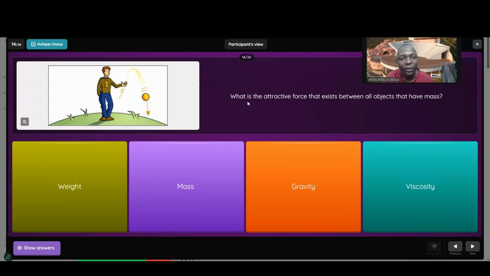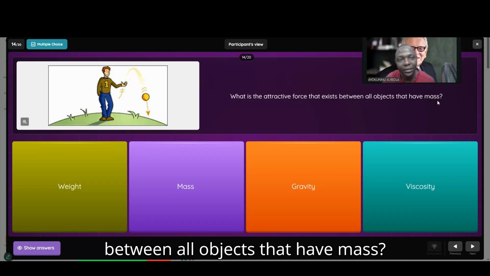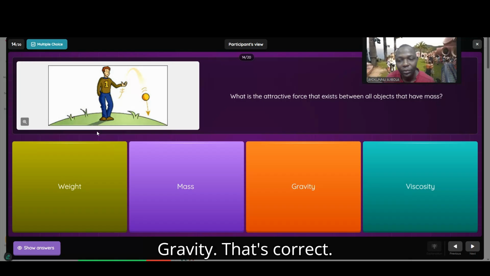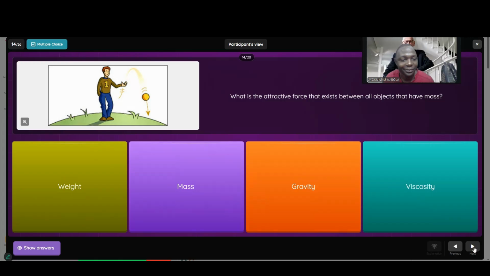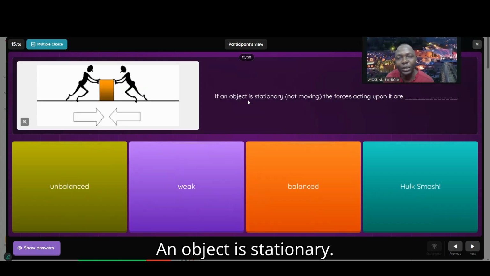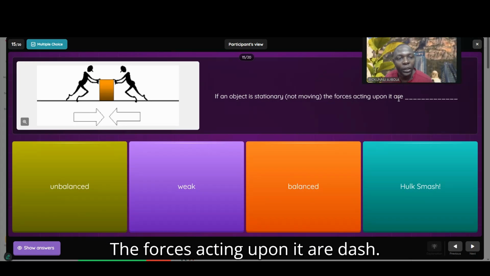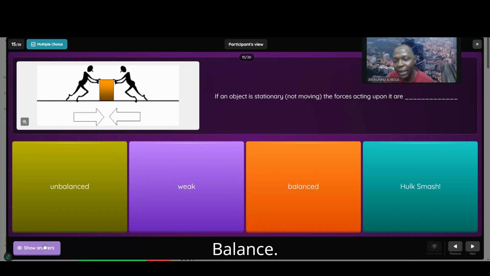What is the attractive force that exists between all objects that have mass? Gravity. That's correct. If an object is stationary, the forces acting upon it are dash. Balanced.